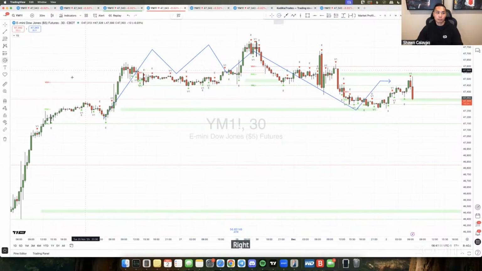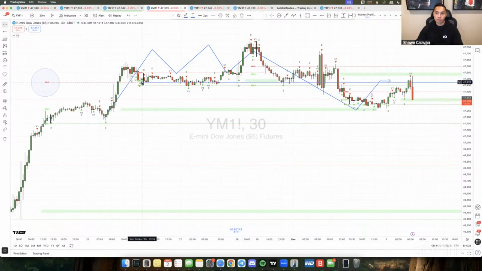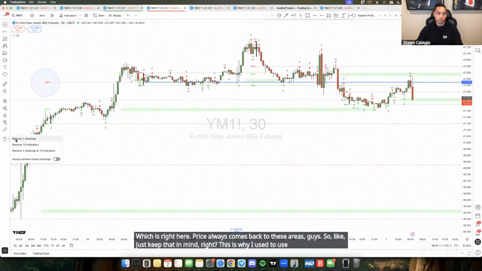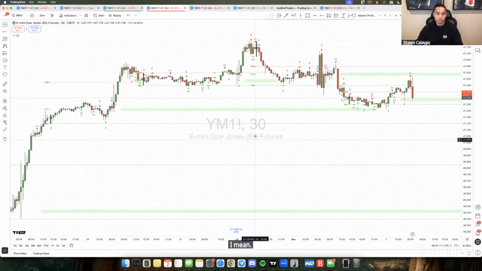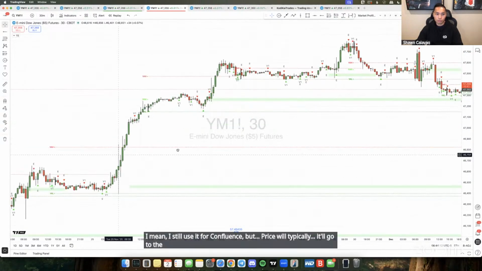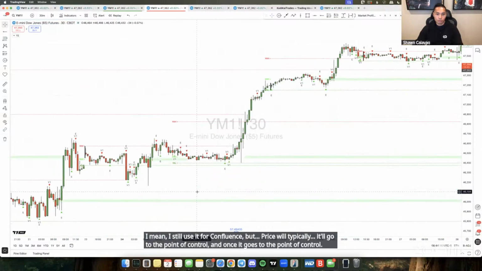right? The value high from that day, which is right here. Price always comes back to these areas, guys. So just keep that in mind, right? This is why I used to use the market profile a lot before. I still use it for confluence, but price will typically go to the point of control. And once it goes to the point of control, it'll go to either the value high or the value low.